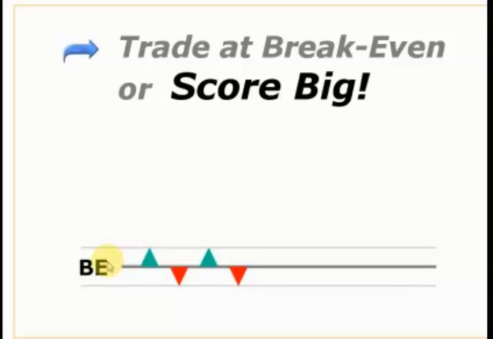So here's our break-even level. Here's our little winning trade. Then we might have a little stop out or a break-even knockout or whatever. And we have another little winning trade, another little stop out. So we're cruising along around break even. We're not making money, we're not losing money, right? No catastrophic losses.